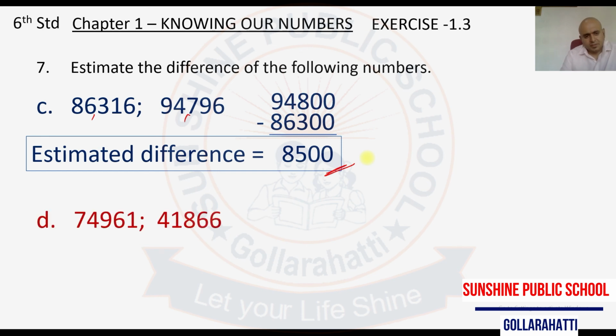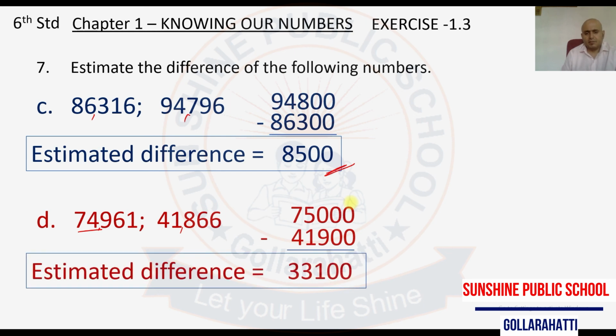Okay, next question. 74,961 and 41,866. If we round off, this becomes 75,000 and here 41,900. So when we subtract, the estimated difference is 33,100.